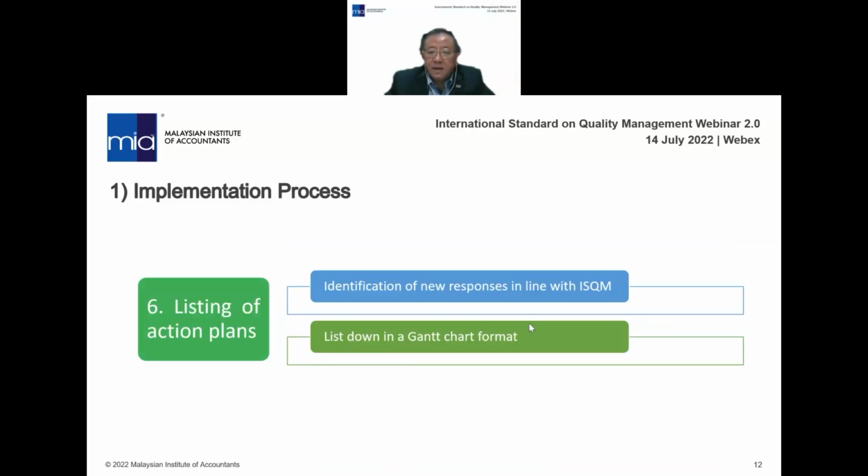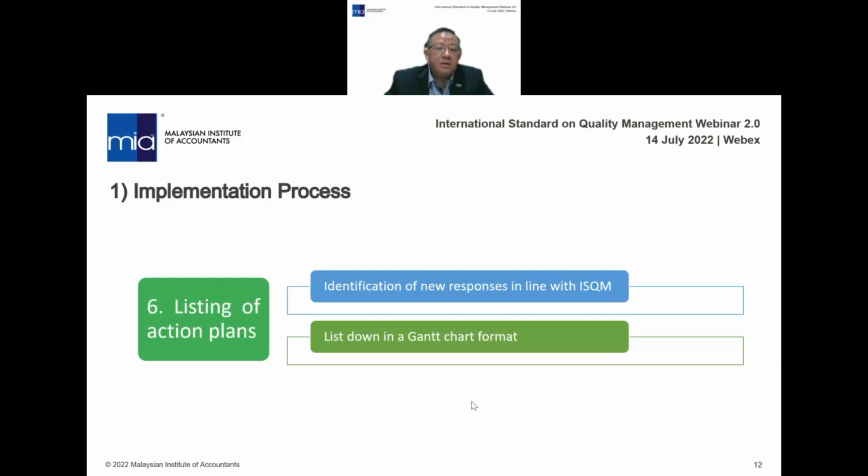Then number 6, action plan. How do you want to respond in line with ISQM1? And this now is in Gantt chart format, so that we have a dedicated person, a manager, here to help us, to guide us, to monitor, to remind us. Timeline is important for us. Okay, I know we are all busy. I share with my partners, I share with my managers, team leaders. I said we know that we are busy, but we must learn time management. It's a challenge for us as a team.